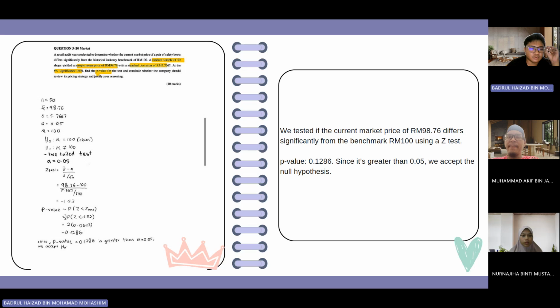This is a two-tailed test, and for the Z-test we get negative 1.52, and then we need the p-value. By using the formula we get 0.1286. Since it's greater than 0.05, and 0.05 is alpha, we accept the null hypothesis. So that's all from me.